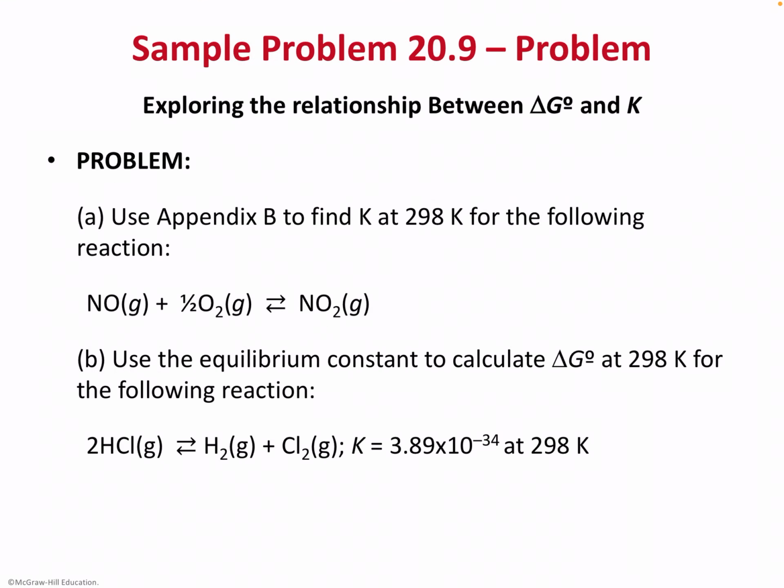And then question B, use the equilibrium constant to calculate. Now the equilibrium constant is given. You have to calculate the delta G naught. You're going to be using the same equation, but now the opposite is what you're going to find. You are given the equilibrium constant, and now you're going to calculate the delta G naught for this reaction.